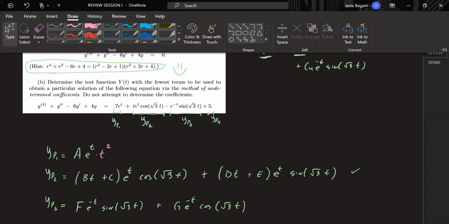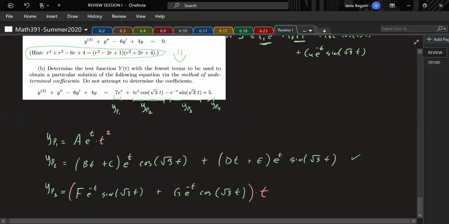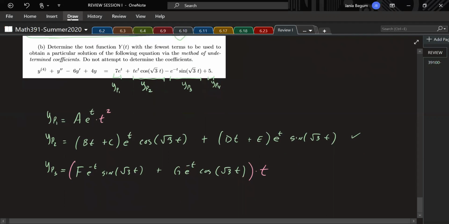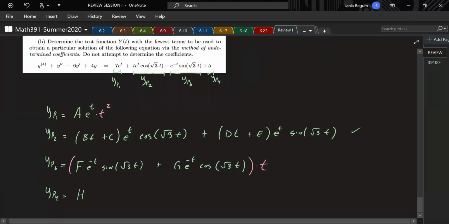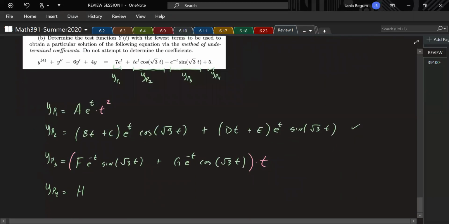Multiply by t. Right, so we take this and multiply by t because then it will be independent from the homogeneous solution. And now the last one is just a constant. So we need yp4, which would just be a constant h. Looks like we use almost all the alphabet. So, okay, h. Does it overlap? No. So we have all of it.